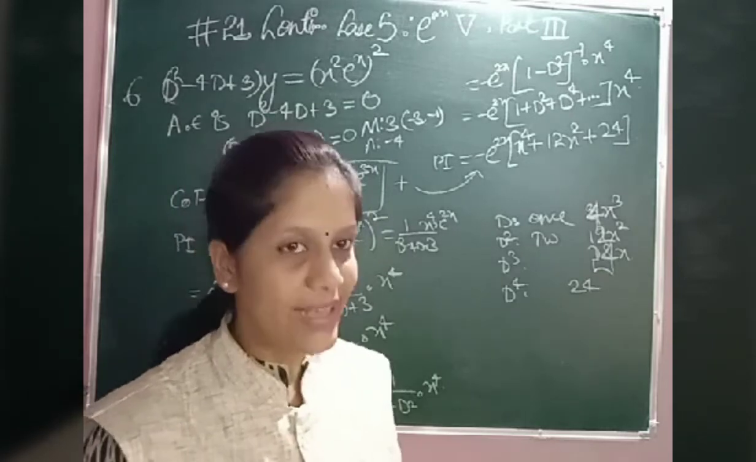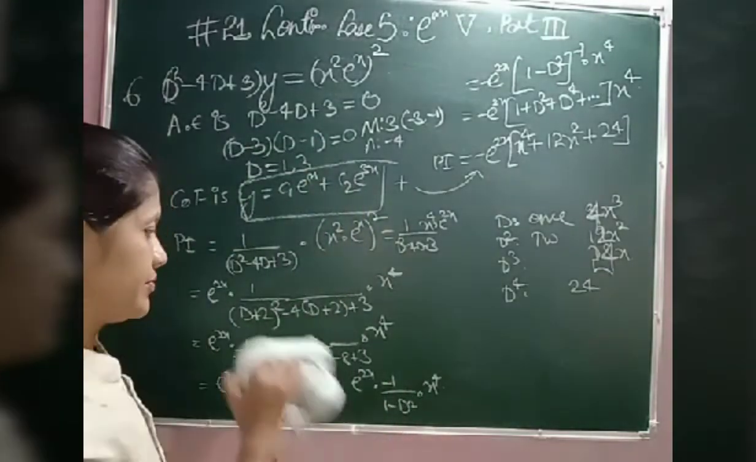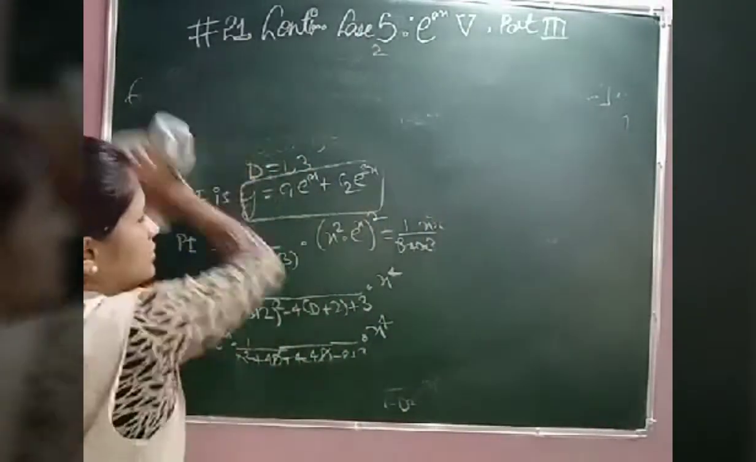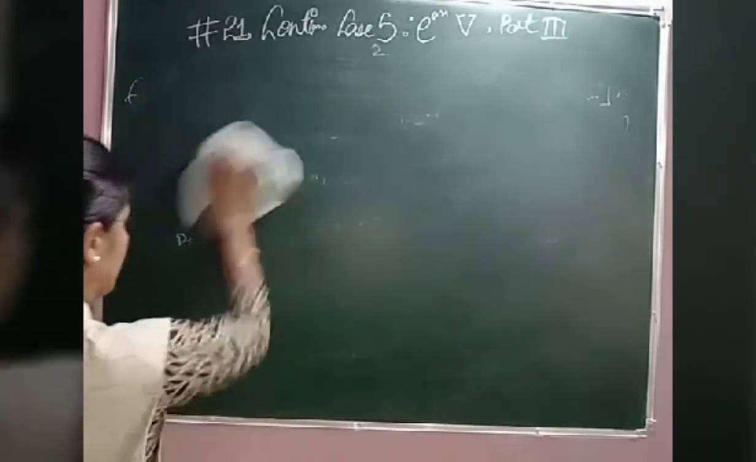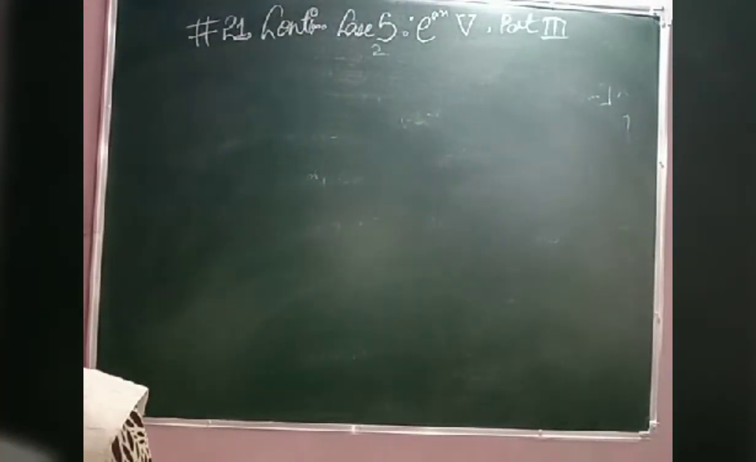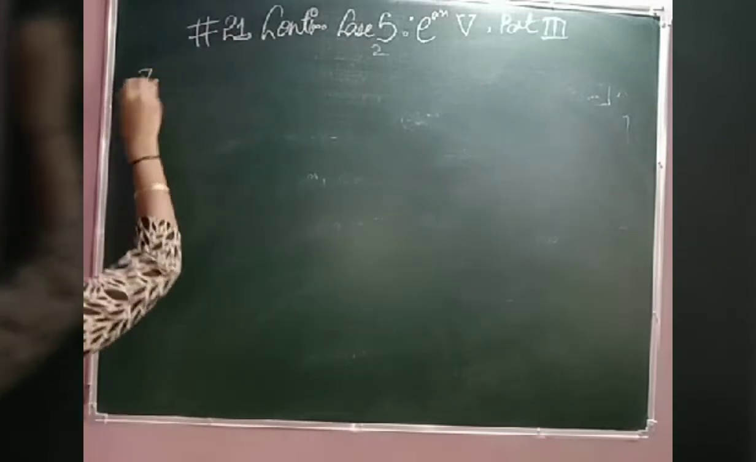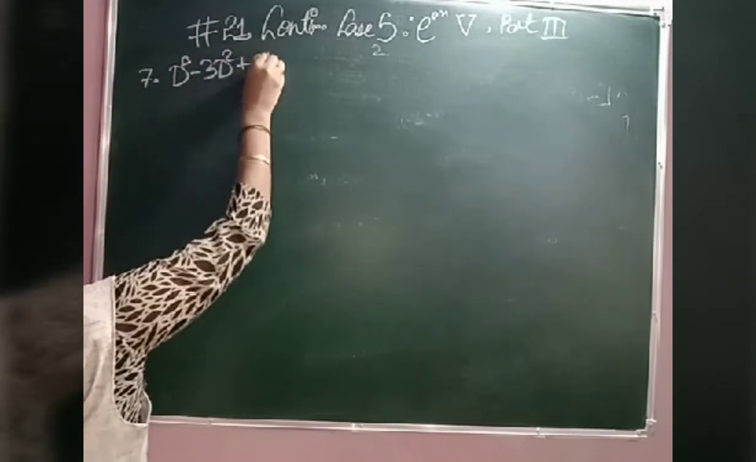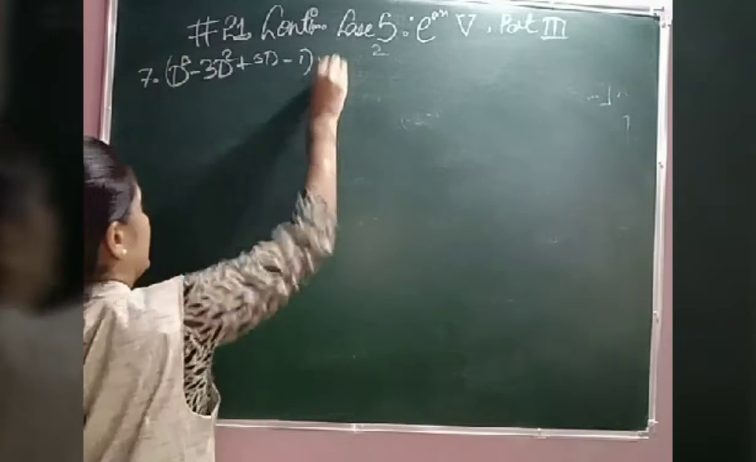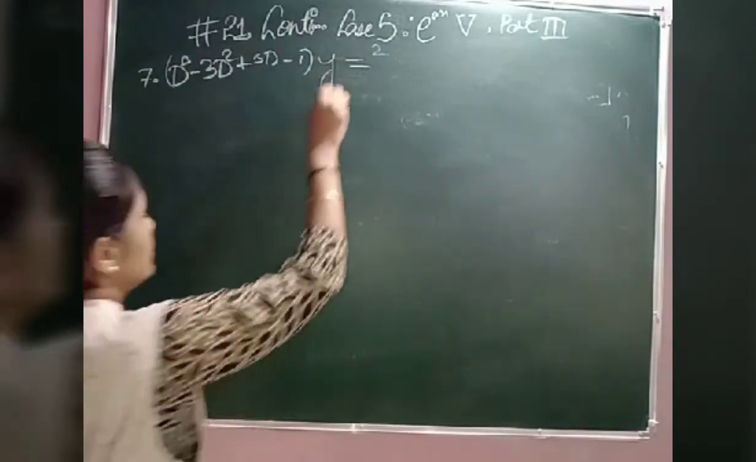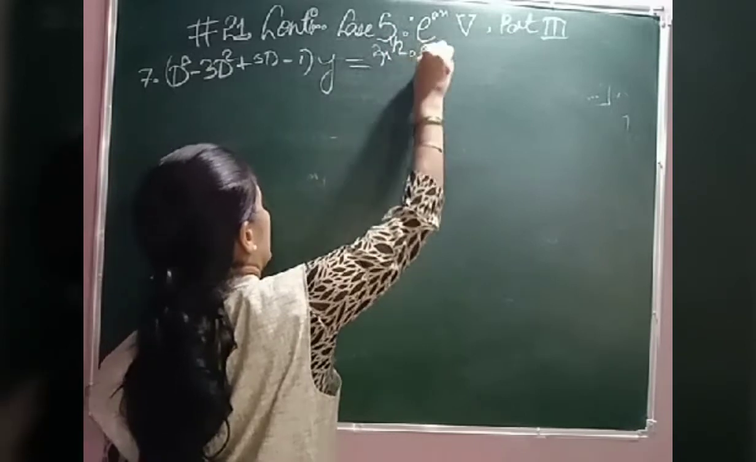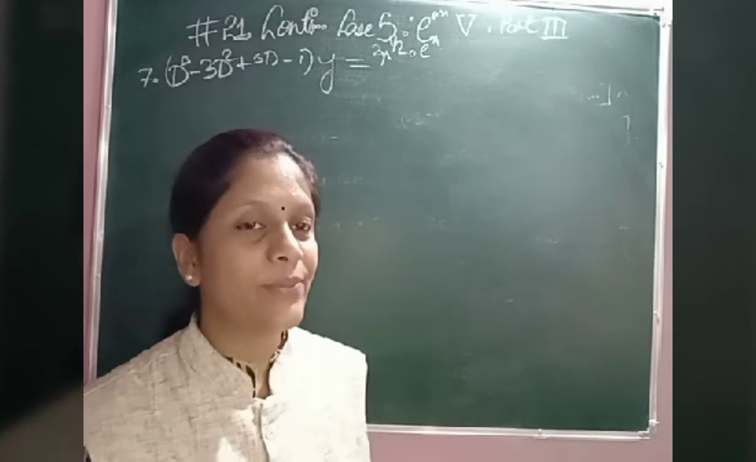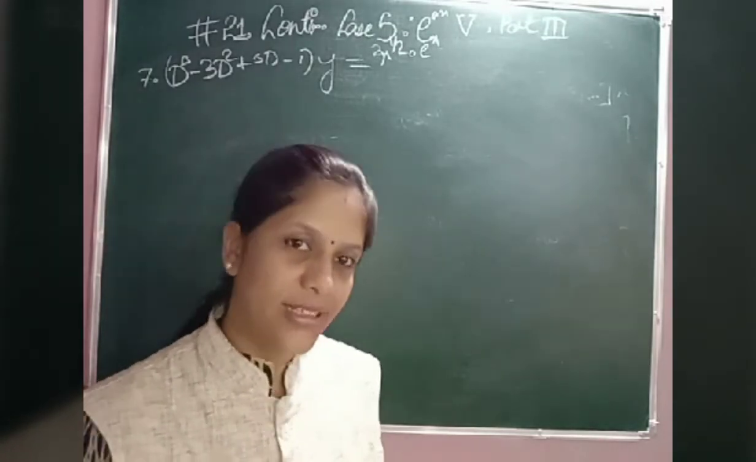Now, let us move to the next numerical. The 7th question has been asked as: solve D cube minus 3D square plus 3D minus 1 of y equal to x raised to 1 by 2 e power x. So, again, as soon as we see this question, we understand it is e power x into v. So, let us find the complete solution.